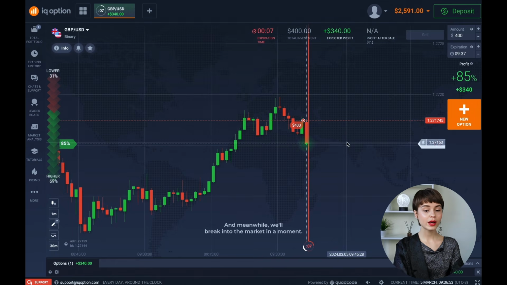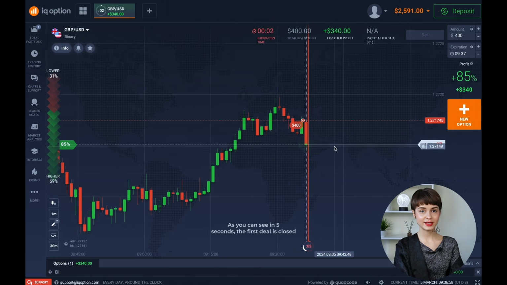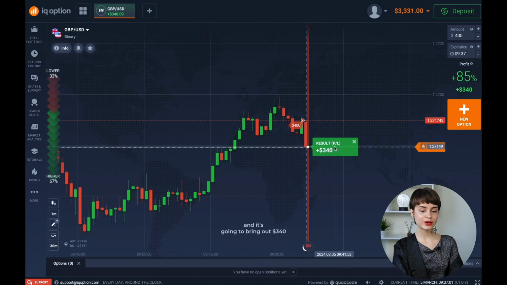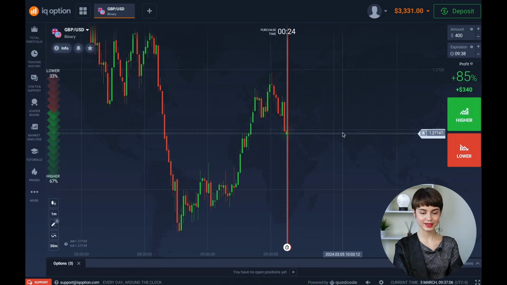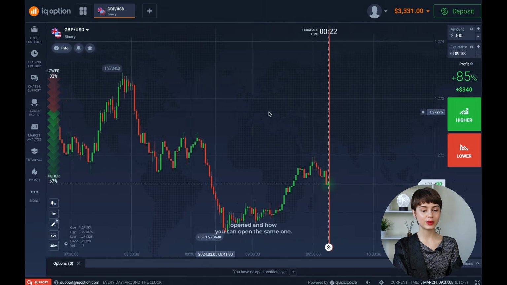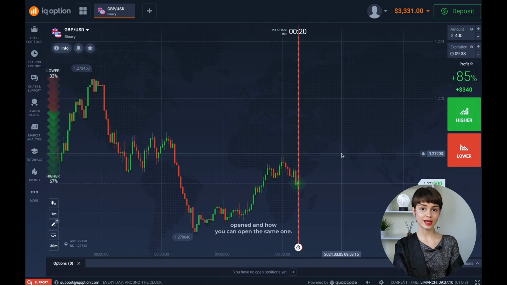And meanwhile, we break into the market in a moment. As you can see, in 5 seconds the first deal is closed, and it's going to bring us $340 of net profit in just 1.5 minutes. Let's figure out how this deal was opened and how you can open the same one.